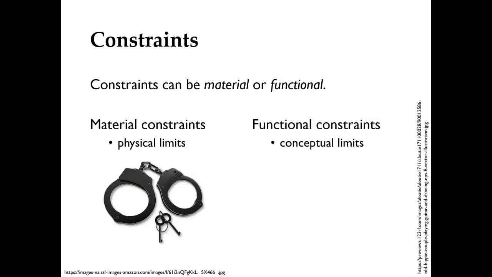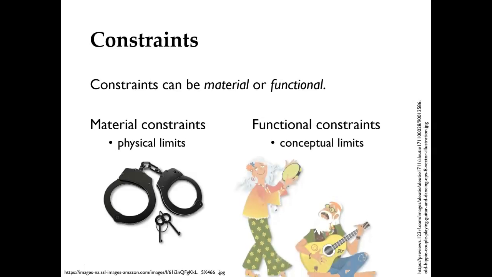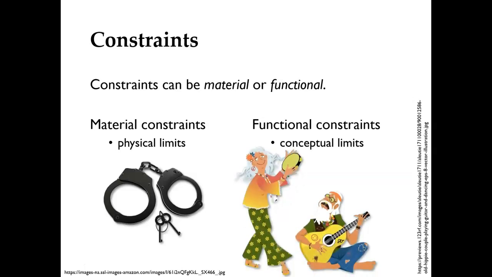Then we have functional constraints. These are more conceptual. So, for example, the elderly hippie couple here. They don't have the same conceptual limits that you and I have. They're probably into doing a lot of fun things and being free and singing and dancing, you see? So they have fewer conceptual limits than we do. When you design a system, you can always build in some sort of conceptual limit so that your user will feel constrained.